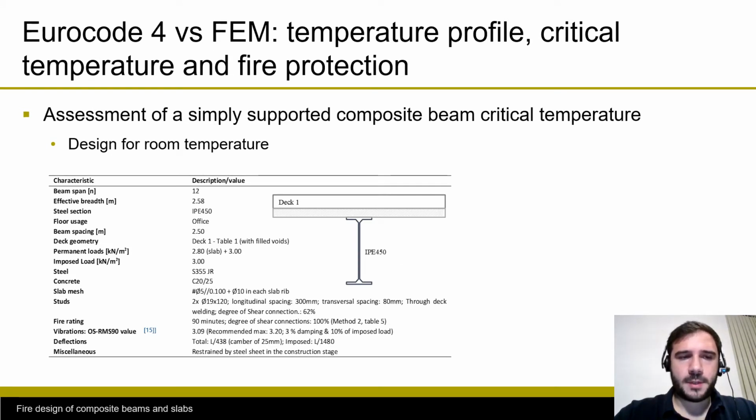So the second topic that I'd like to discuss establishes a comparison between the Eurocode 4 rules and numerical methods to evaluate temperature profiles, critical temperatures, and fire protection of composite beams. To complete those comparisons, a beam was designed for room temperature, as shown here, so a 12-meter beam, which will be used for the comparisons that we will show in next slides.